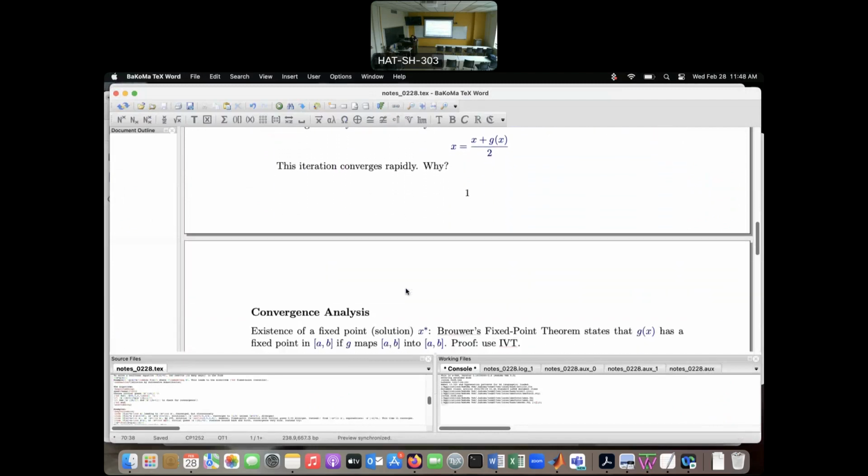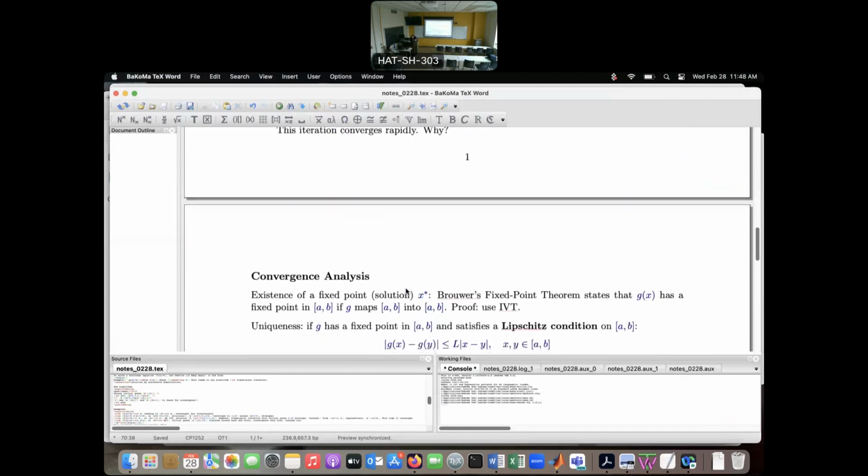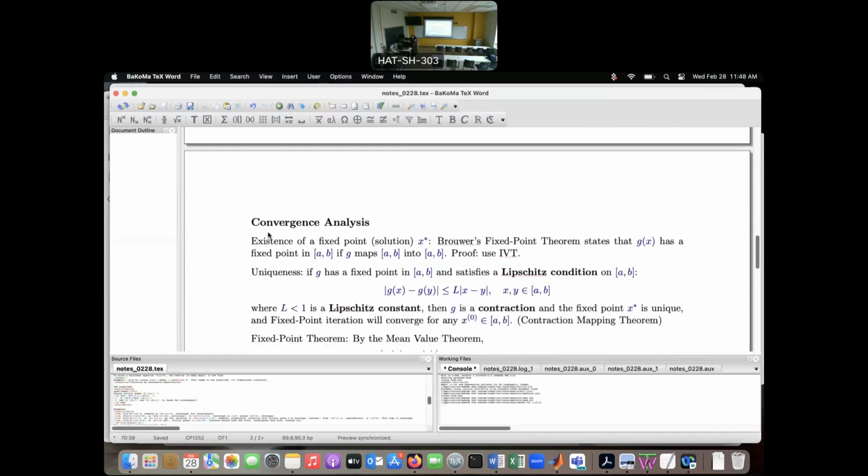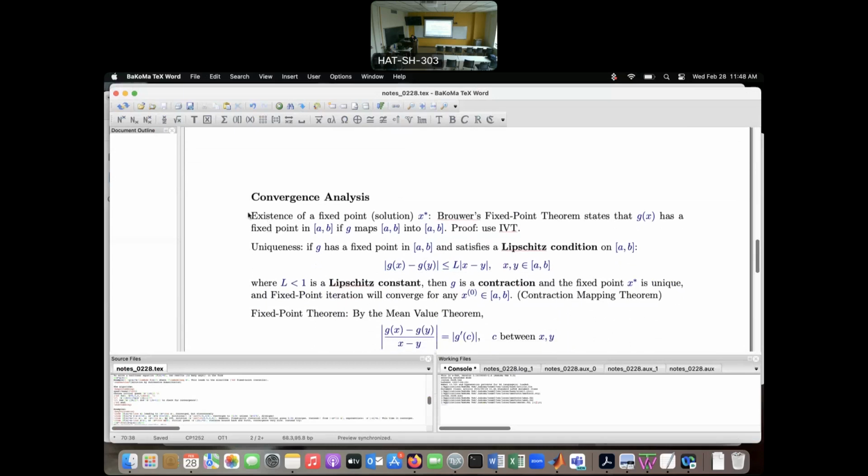So for that, we will have convergence analysis. To review that, something that was also covered last semester, Brouwer's fixed-point theorem addresses the existence of a solution to x equals g of x. That if g maps an interval into itself, so any x in an interval [a, b] gives you g of x also in [a, b], then a fixed point exists. The proof is actually quite short using the intermediate value theorem. That's one of the assigned homework problems.